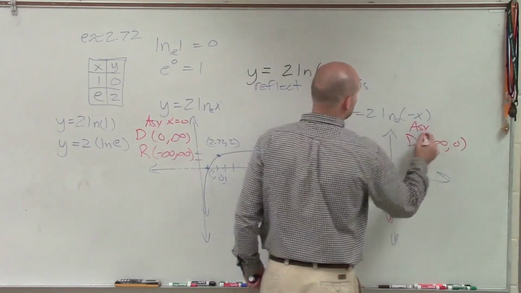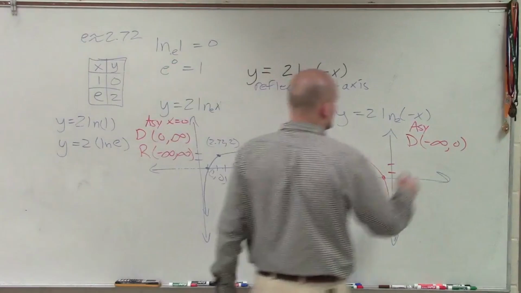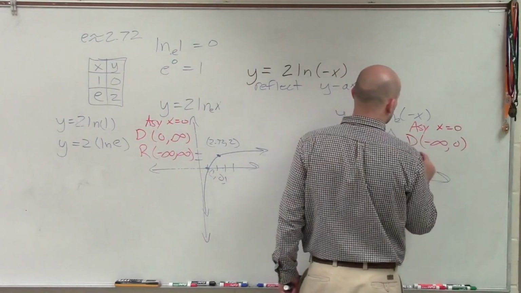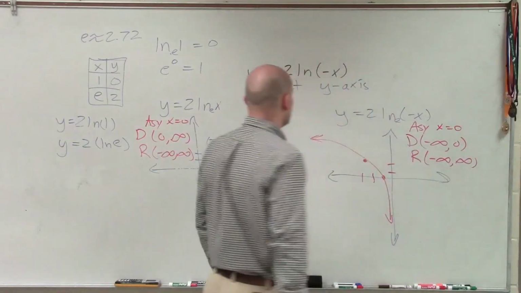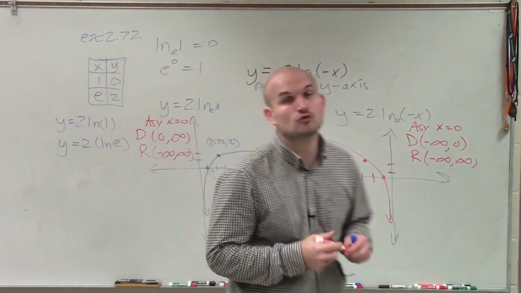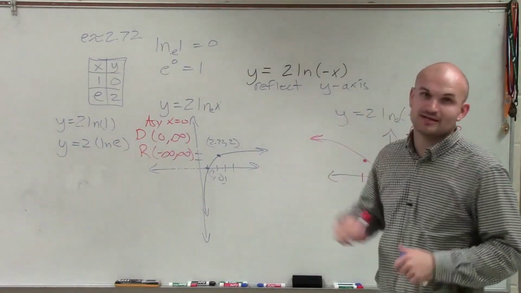My asymptote did not change. Just because I reflected over the y-axis, my asymptote is still going to remain the same, which is x equals 0. And my range has not changed either. That will be from negative infinity to infinity. So there you go, ladies and gentlemen. That is how you graph a natural logarithmic equation with a reflection about the y-axis.